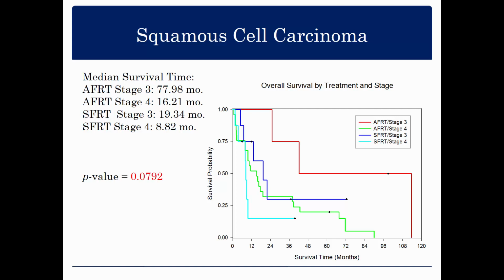The p-value here is 0.0792, which is highly significant in this kind of study. And we can also see that there's evidence of prolonged survival by looking at the summary of the median survival times. At stage 3 for accelerated therapy it is almost 80 months. No other combination of stage of disease and therapy results in a median survival of over 20 months.